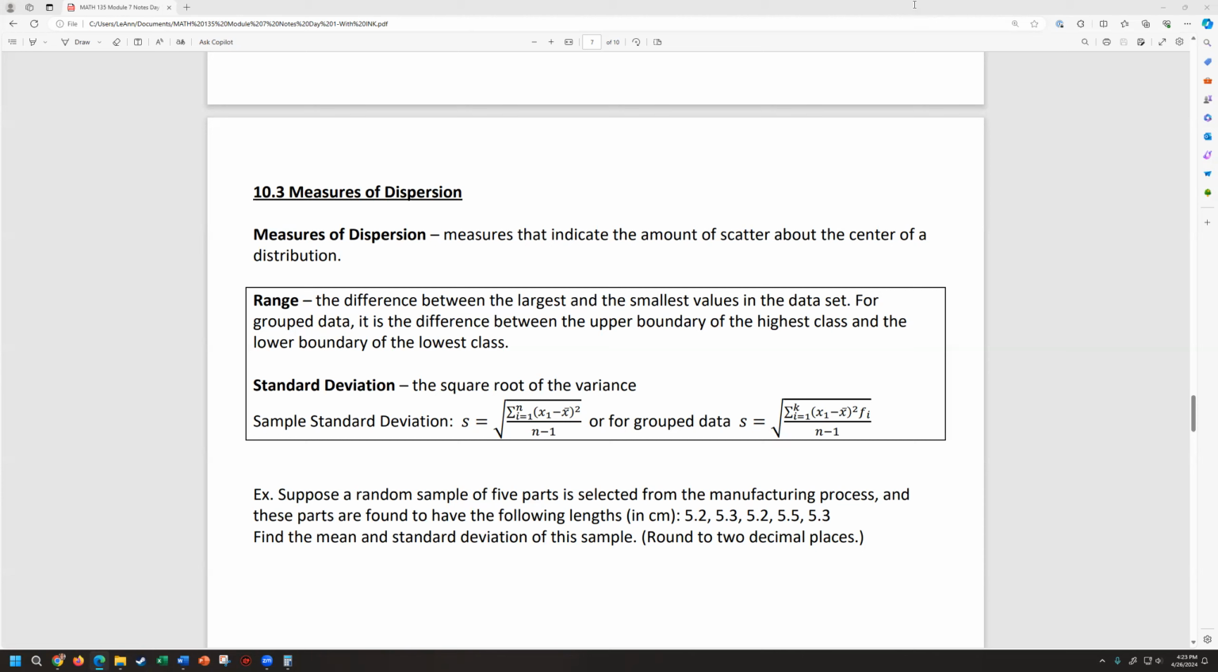So these are the formulas for the sample standard deviation for just a list of data. And then we have the grouped data formula, which notice it has the frequencies involved. I did notice that there were two typos on here. This was supposed to be X sub I and X sub I for that.